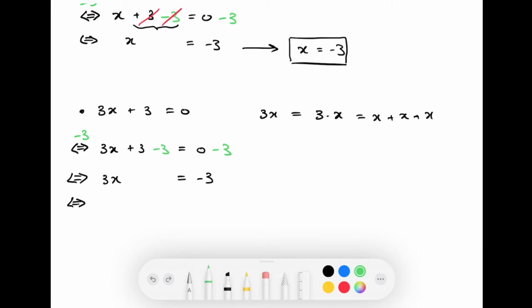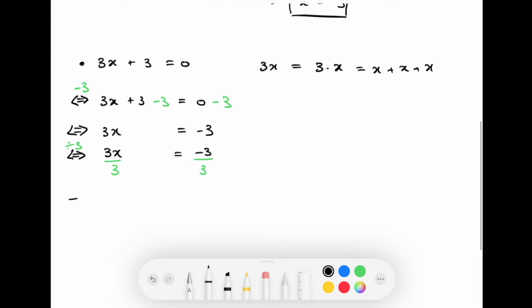So let's do this. We divide both sides by 3, which means that we have 3x divided by 3 equals minus 3 divided by 3. If we rewrite this, we get x is equal to minus 1, because this 3 and this 3 cancel, and this 3 and this 3 just becomes minus 1.